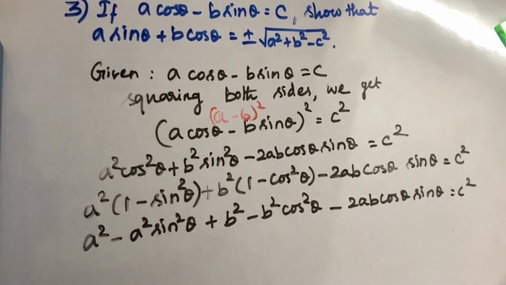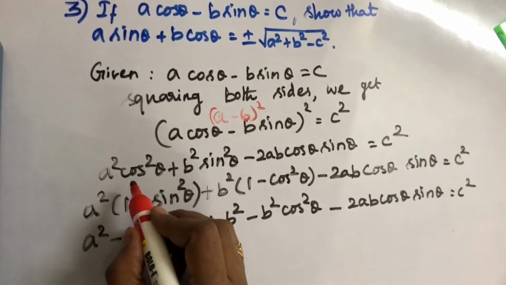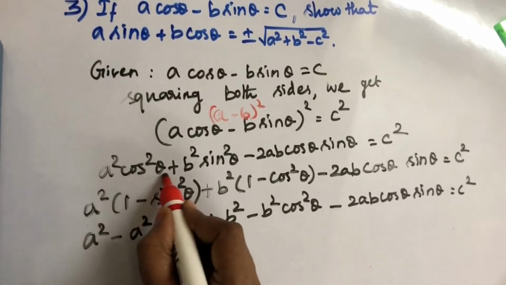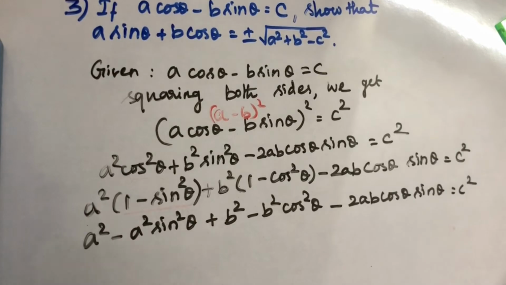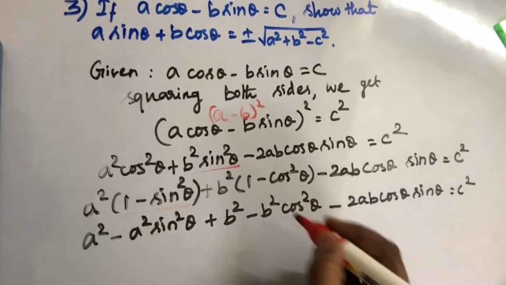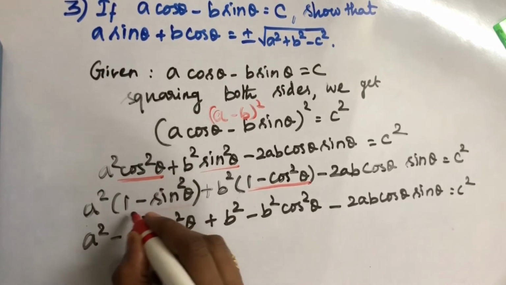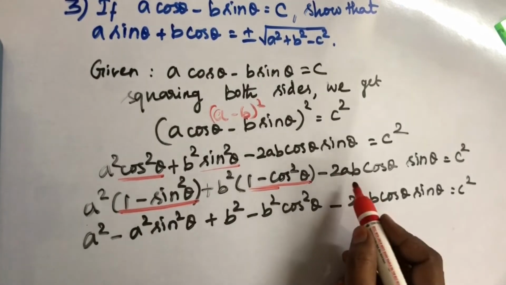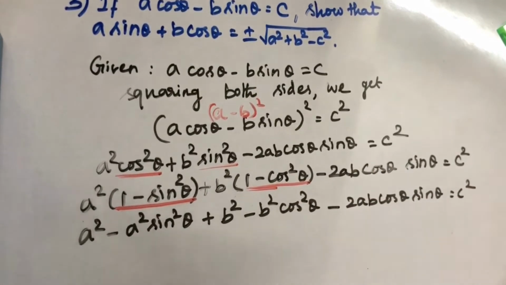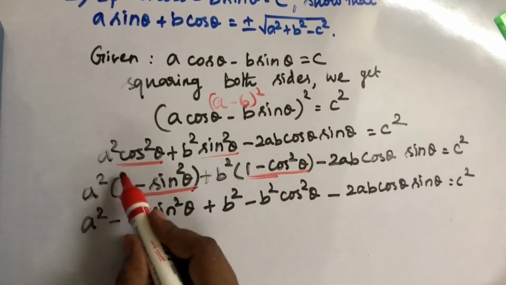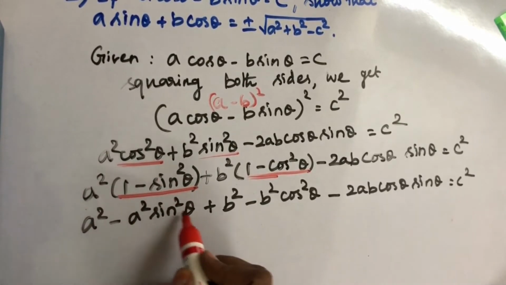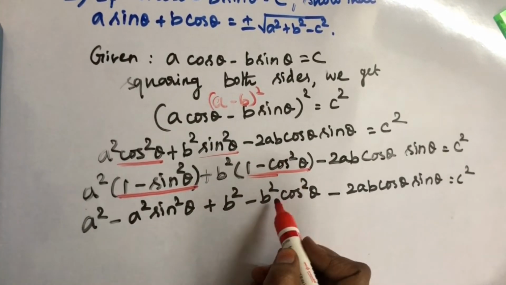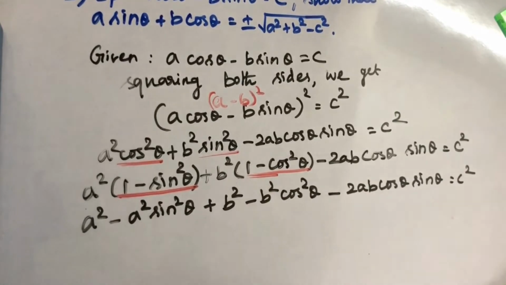Now I am writing, using the identity sin square theta plus cos square theta is equal to 1, cos square theta as 1 minus sin square theta, and similarly sin square theta as 1 minus cos square theta, minus 2AB cos theta sin theta is equal to C square. Now I multiply this inside. So A square into 1 is A square minus A square sin square theta plus B square into 1, it is B square, minus B square cos square theta minus 2AB cos theta sin theta is equal to C square.